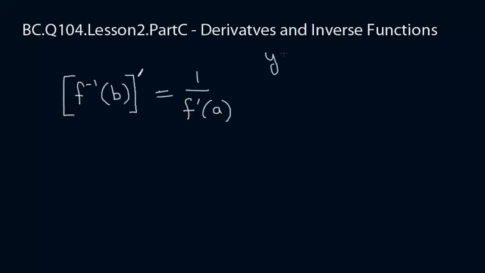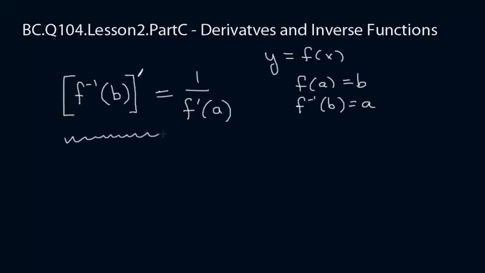So let's say we have y equals f of x. Here we would say that f at a equals b. And we would say that the inverse at b equals a. So that's an important relationship of a and b. At first glance, this formula seems not too bad. The derivative at b of the inverse is 1 over the regular function's derivative at a.